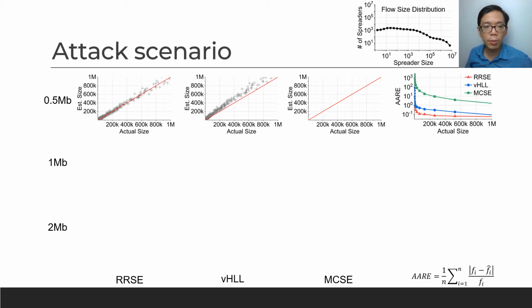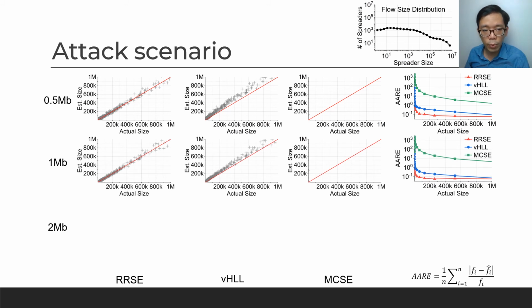So with 0.5 megabit, you can see here our algorithm is quite unbiased and accurate compared to virtual HyperLogLog, which is quite overestimating. Whereas MCSE cannot estimate due to the limitation in memory. When we increase the memory, the estimations come near the guideline.